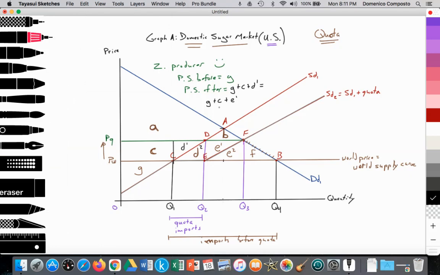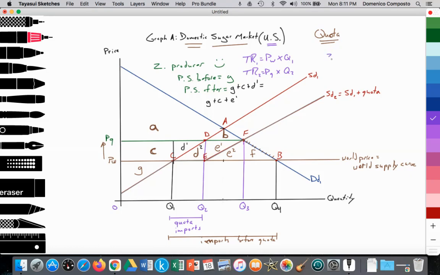Great. So producer surplus has been increased. And also we can talk about total revenue. Total revenue before the quota was equal to PW times Q1, and then total revenue with the quotas is equal to price at quota times, I could say Q2, just for the sake of simplicity, since I'm saying this producer surplus is equal to the sum of GC plus E. Let's just keep it simple. Total revenue has increased as a result of the higher price. So producers are clearly better off.